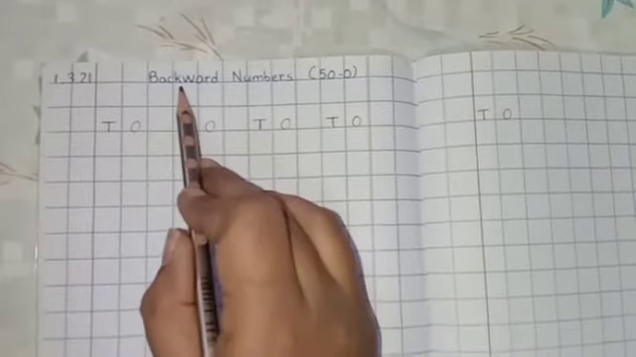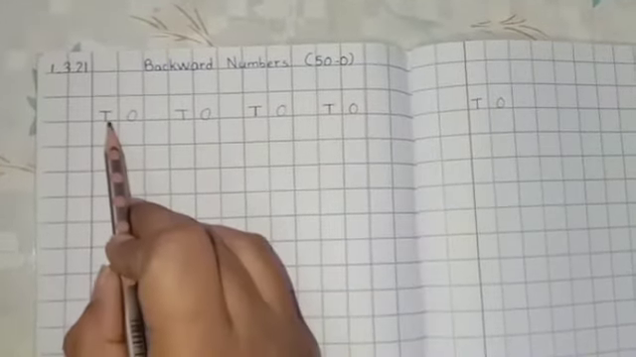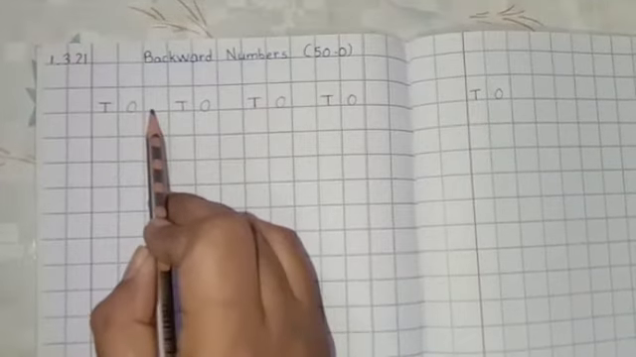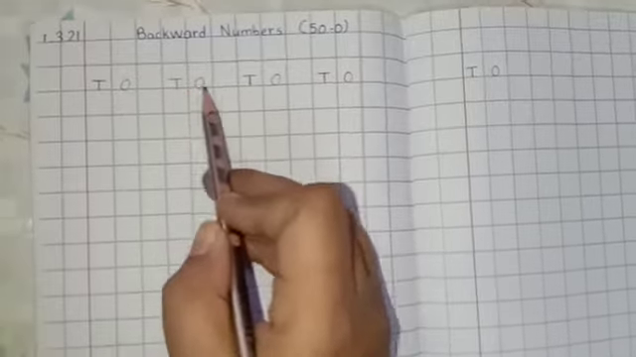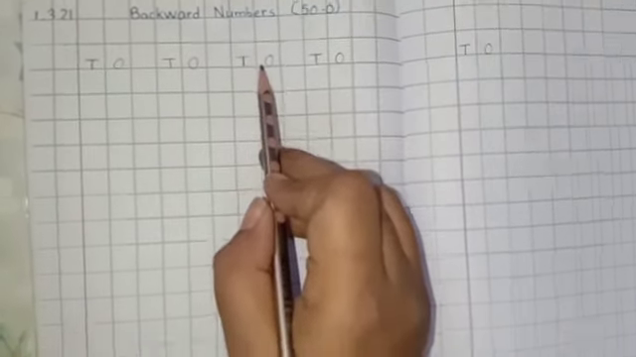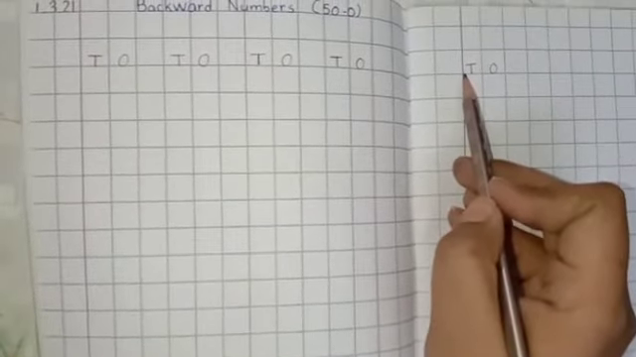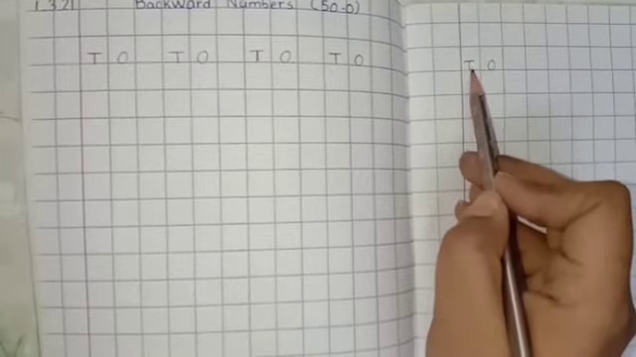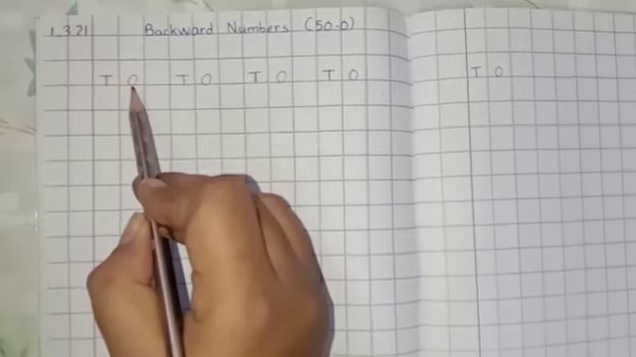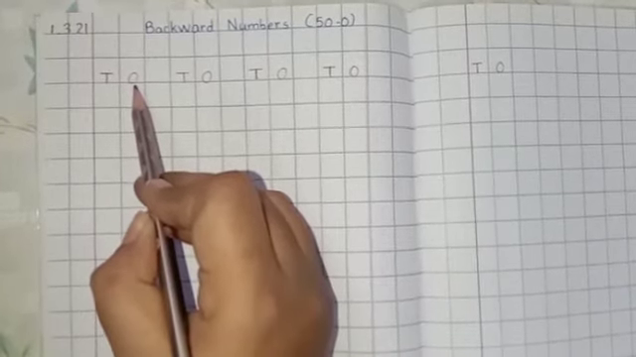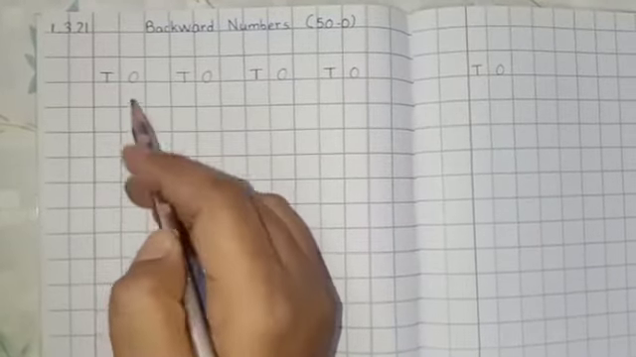Backward numbers 50 to 0. After leaving one line, next to the margin line, we will write TO. Then we will leave one line and write TO. Again we will leave one line and write TO. Then again we will leave one line and write TO. And on the next page, we will write one more time T-O. T stands for tens and O stands for ones. Now we will start writing backward numbers 50 to 0 from here.